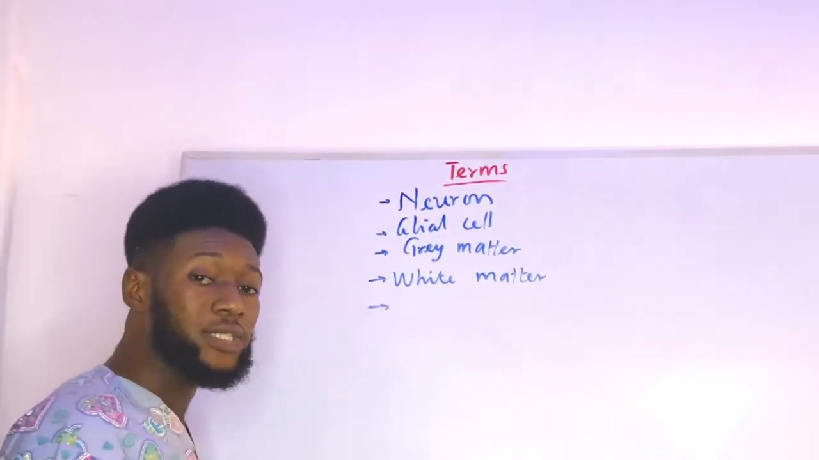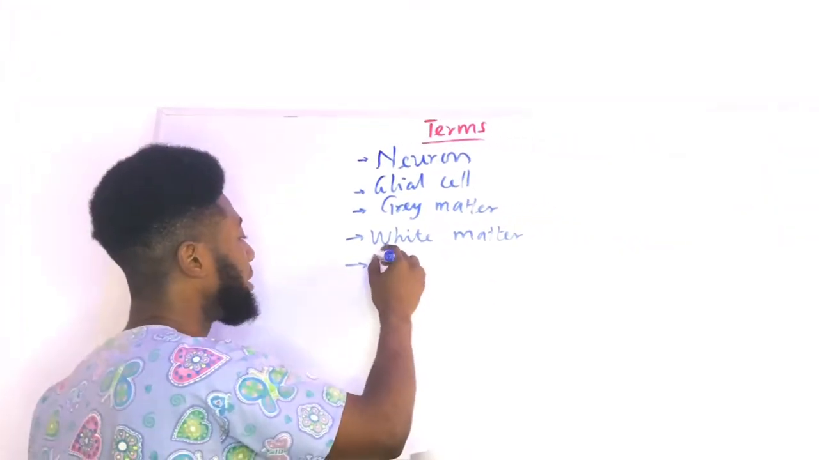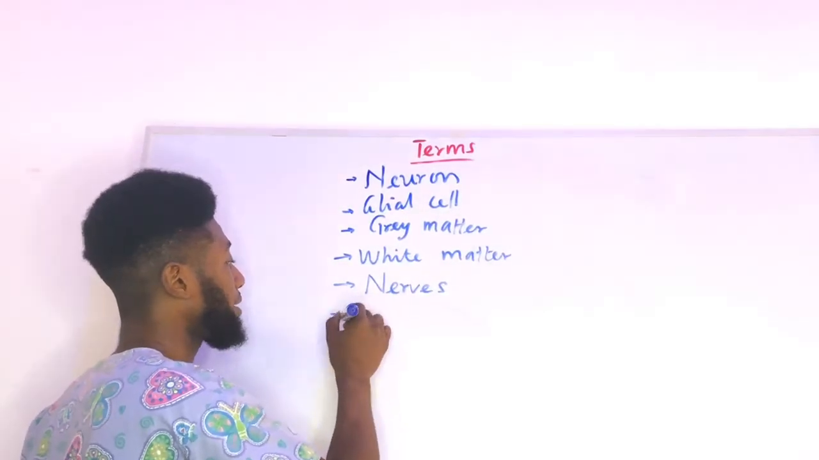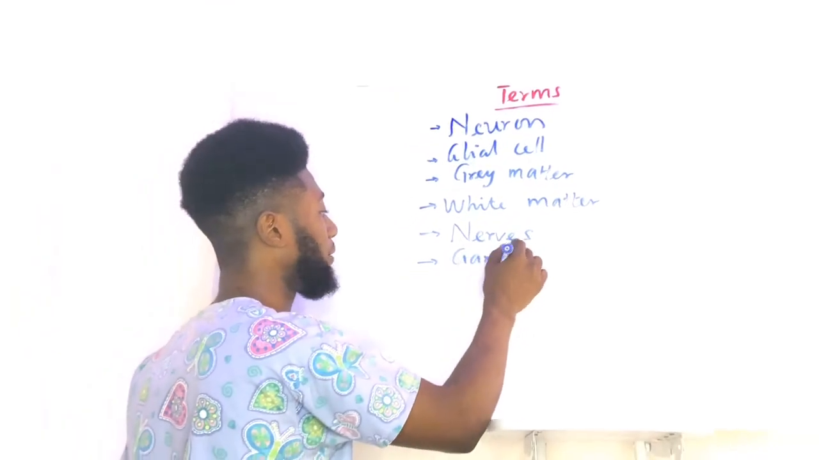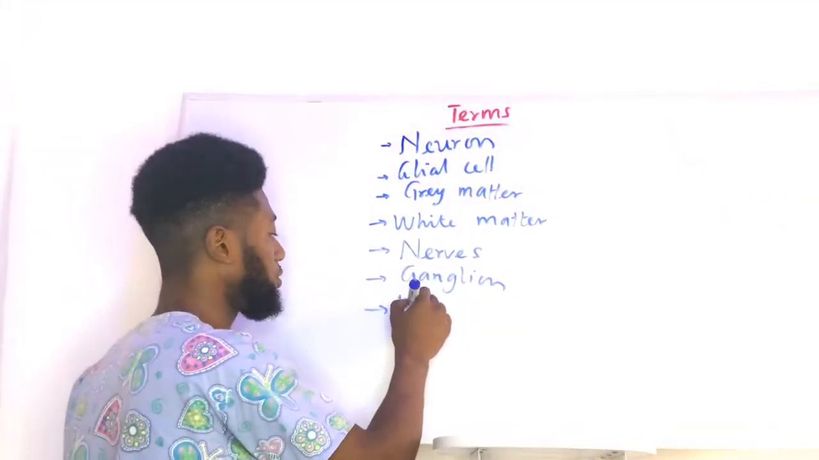You should have a broad and general idea about nerves, because nerves are, what does it mean? You should also have an idea about ganglion, and about nucleus.